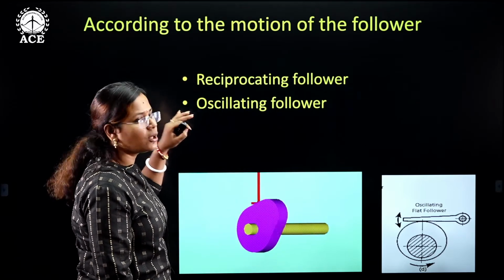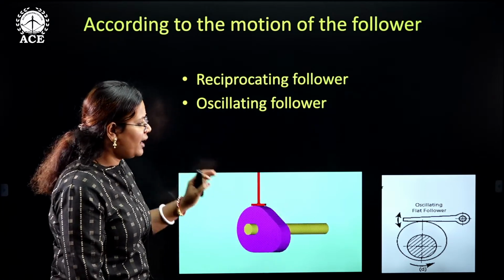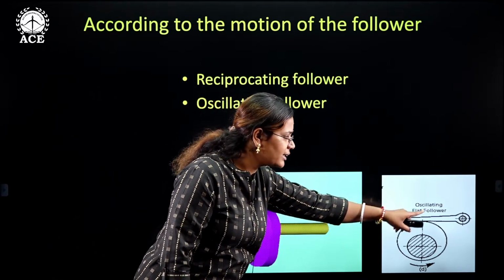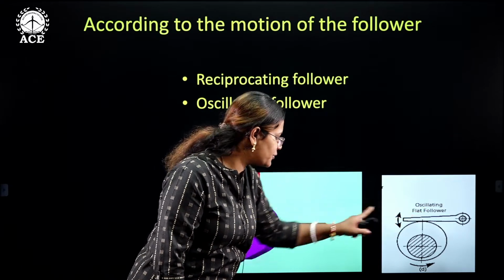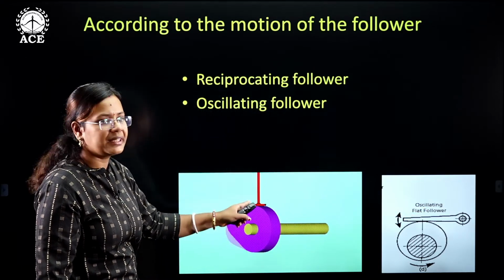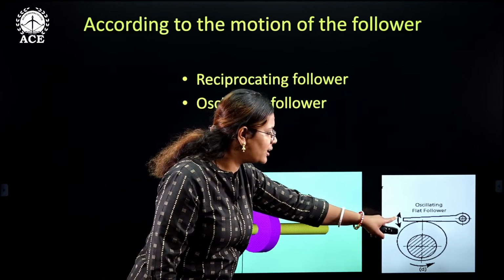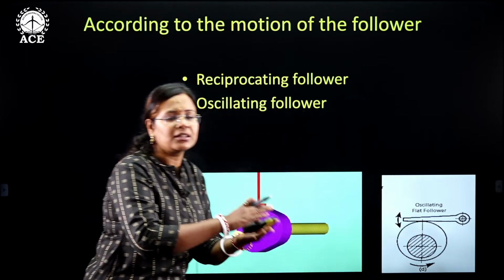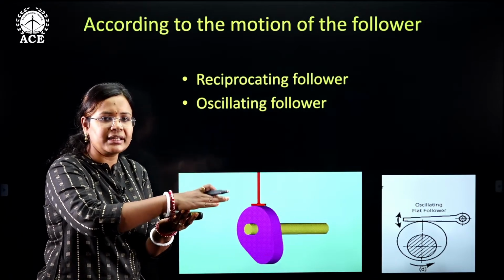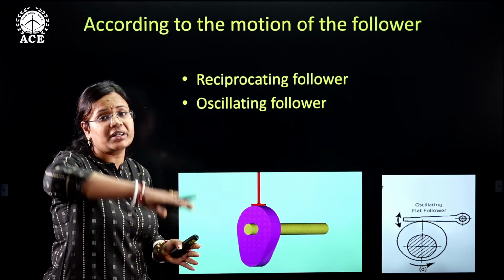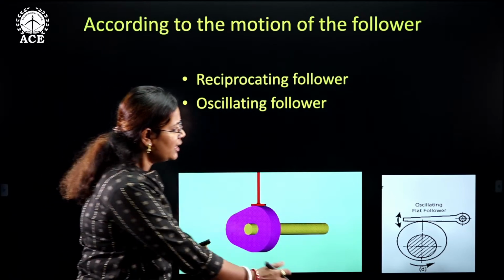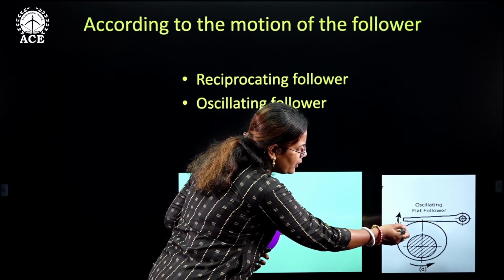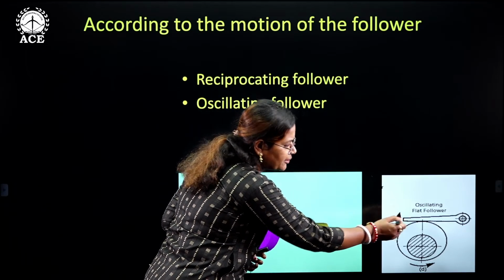The second one is the oscillating type of follower, where the follower is arranged horizontally. You can see the difference over here. It is arranged vertically, and here it is arranged horizontally. Whenever it is following the profile of the cam, the follower is able to only oscillate up and down. That's it. There's no reciprocating, no linear motion. Actually, there is only a little curve that is oscillating over here and here.